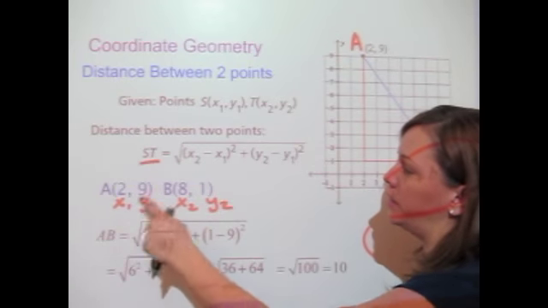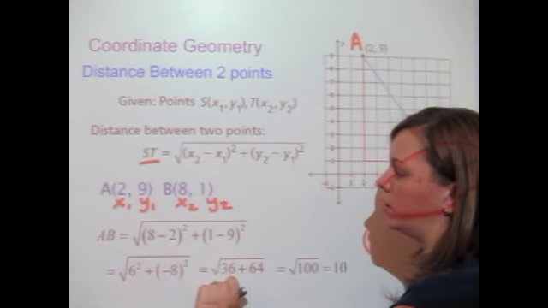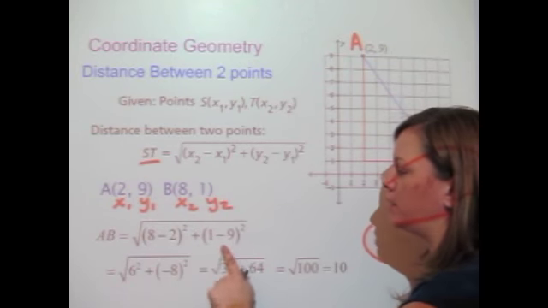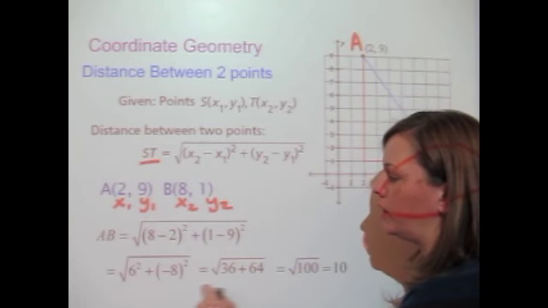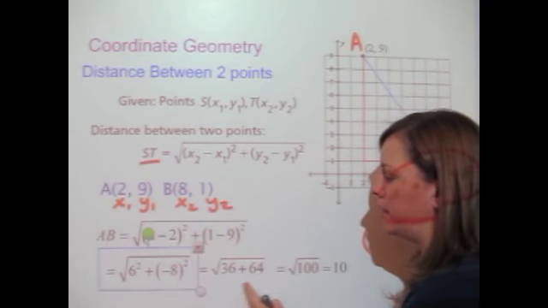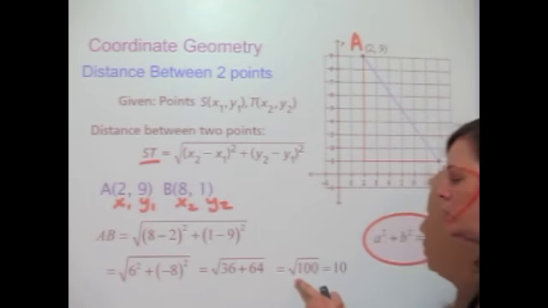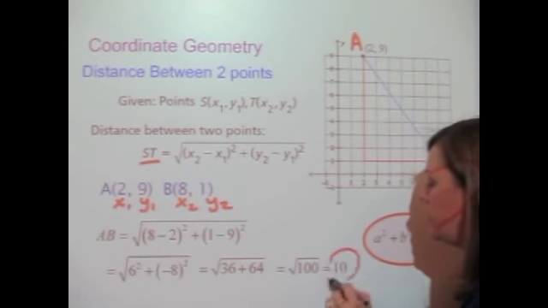So if you do that, you're going to get x2 minus x1, so 8 minus 2 quantity squared, plus y2 minus y1, or 1 minus 9 quantity squared, which gives you 6 squared plus negative 8 squared. 6 squared is 36, negative 8 squared is positive 64. If you add those together, you get 100. Take the square root of 100 and you get 10. So the distance between A and B is 10 units.